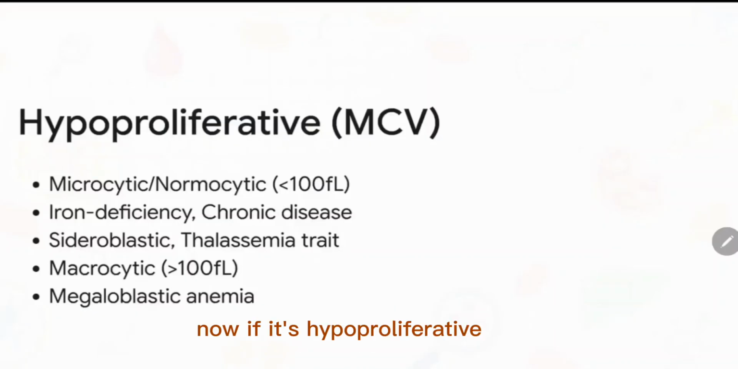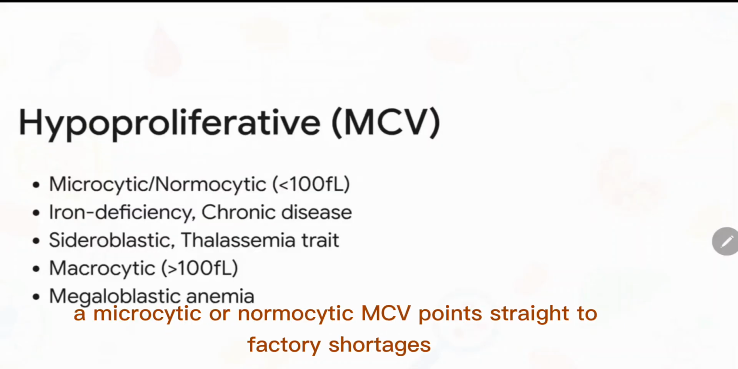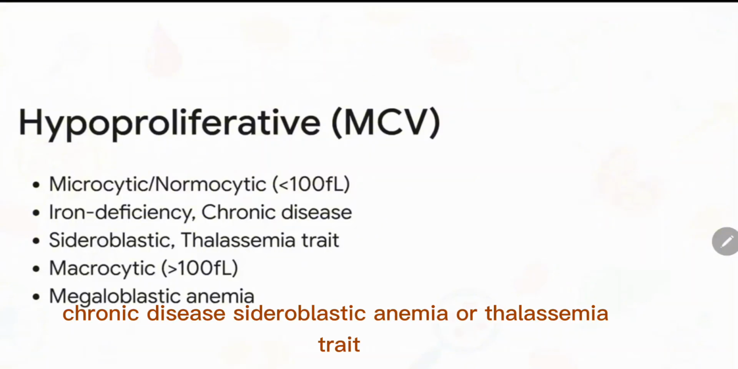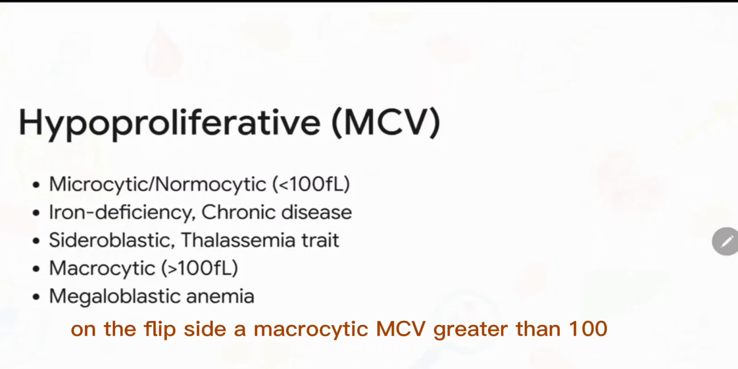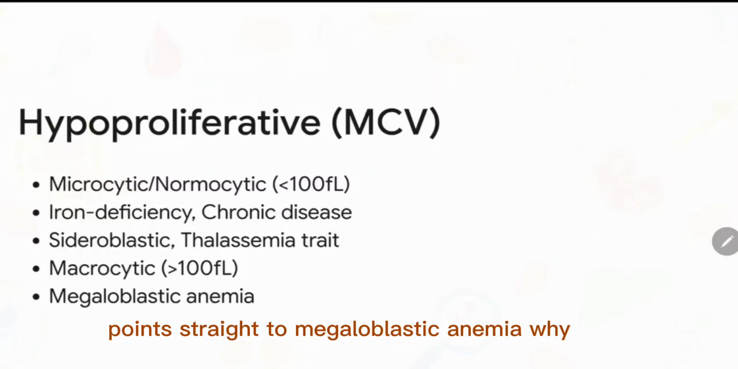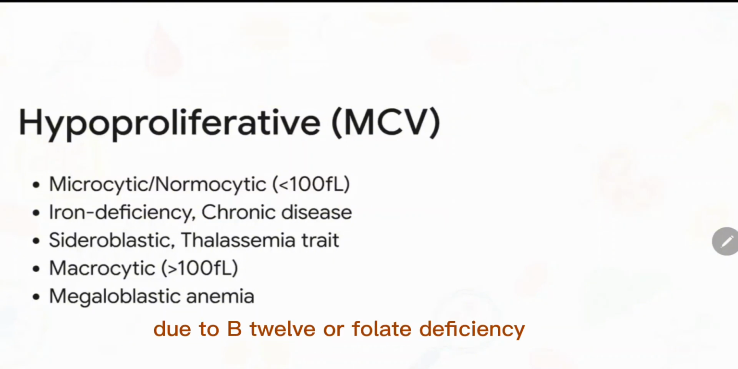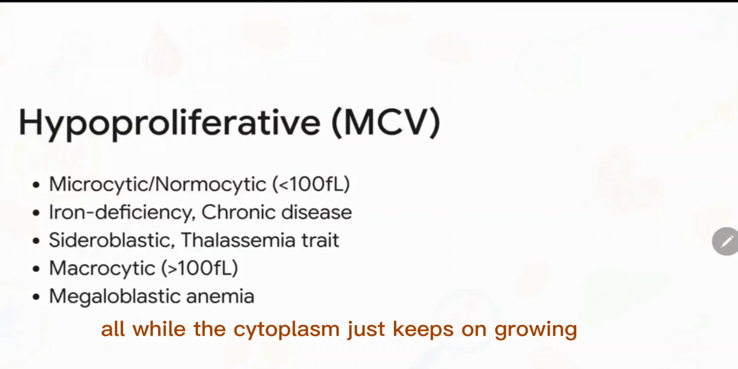Now, if it's hypoproliferative, meaning that RPI is less than 2.5, we immediately jump to the MCV. A microcytic or normocytic MCV points straight to factory shortages, things like iron deficiency, chronic disease, sideroblastic anemia, or thalassemia trait. On the flip side, a macrocytic MCV greater than 100 points straight to megaloblastic anemia. Why? Because the red cells are lagging in their nuclear maturation due to B12 or folate deficiency, all while the cytoplasm just keeps on growing.